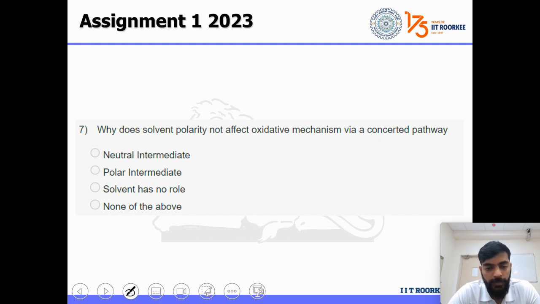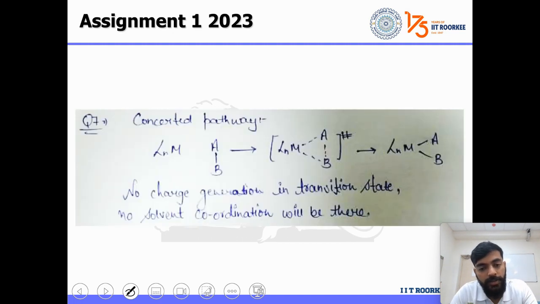Suppose solvent has no role, then it can be directly discarded. Fine. Polar intermediate: suppose there is a polar intermediate and they are saying polarity does not affect, but whenever there is a polarity difference, it will affect. So it is again not possible. Now we have two options. Suppose there is a polar solvent but the intermediate is neutral, obviously it will not affect the reaction.